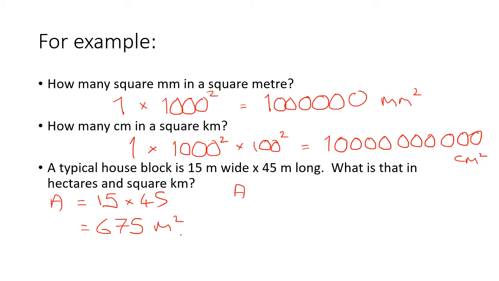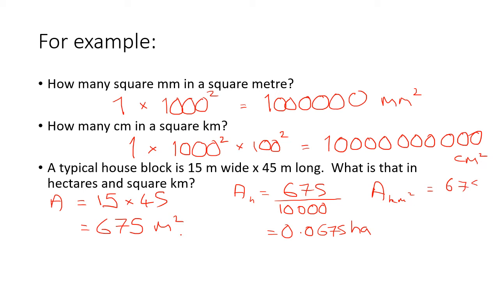My area, I'll just write A_H for hectares. So I've got 675 square metres. From the previous slide, there are 10,000 square metres in a hectare, so I'm going to divide that by 10,000, and I'm going to get 0.0675 hectares. If I'm doing this in terms of square kilometres, I would just be dividing by 1,000,000 instead. So the area in kilometres squared is going to be 675 over 1,000,000.